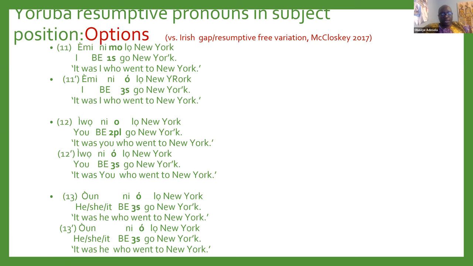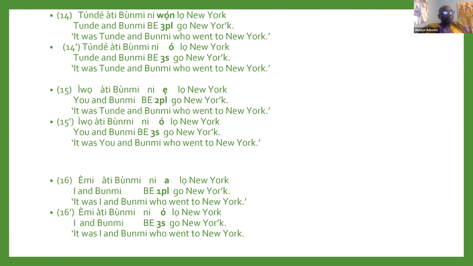Comparing all those with other person and number, we have the same pattern. For each number, 14, 15, 16, the pronoun agrees in number with the antecedent. But in 14 prime, 15 prime and 16 prime, the pronoun does not agree in number with the antecedent. For example, in 16 we have first person plural, but the resumptive pronoun in 16 prime is third person singular, and yet the sentence is correct.